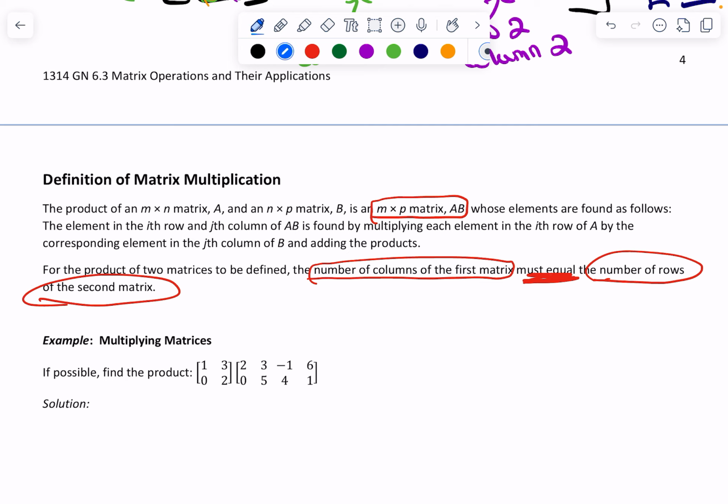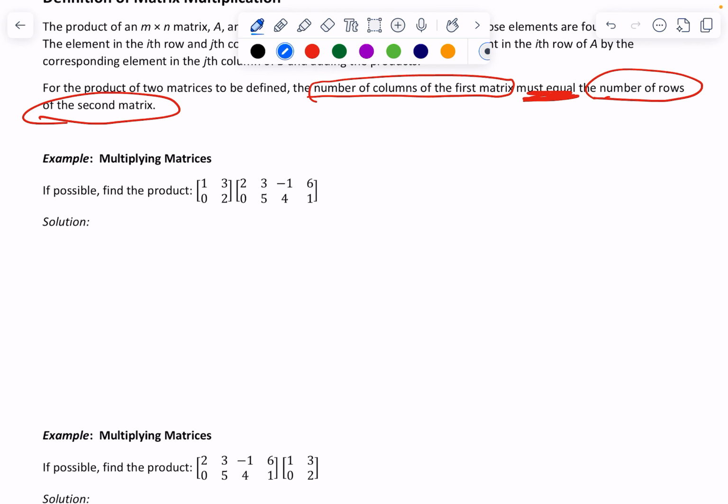Okay, let's look at an example here. So this one is a 2 by 2, and this one is 2 by 4. The number of columns of the first matrix is 2. The number of rows of the second matrix, that's 2. So these are equal, which means that it is defined. We can go ahead and do the multiplication.